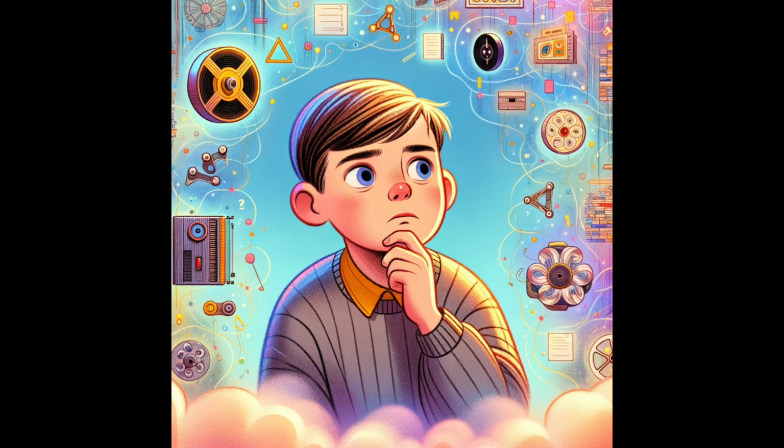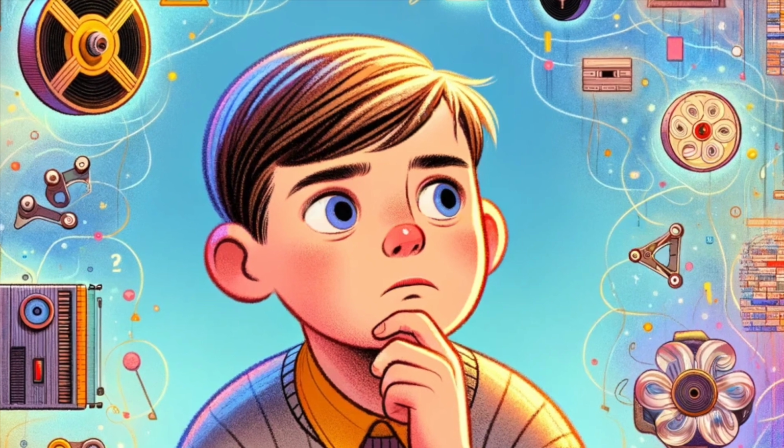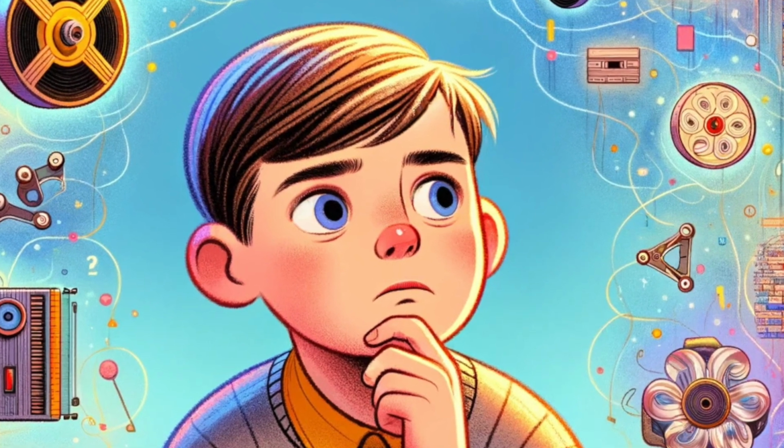Honestly, this walking up and down memory via HL ordeal feels uncannily similar to how a Turing machine is described. More explicitly, a Turing machine consists of a head that can read and write symbols on the tape, and move the tape left and right one, and only one, cell at a time. I totally sympathize with the head, and I've begun to think there is a special place in hell for pointers like these.